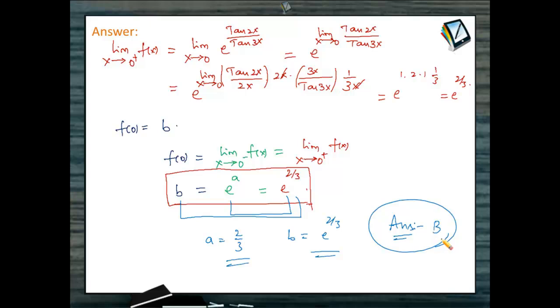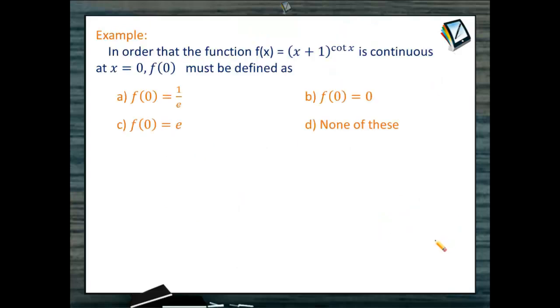Let's continue with another problem. In order that the function f of x is (1 + x) to the power of cot x is continuous at x equal to 0, f of 0 must be defined as what? So what is required here? We are supposed to find the f of 0 value.